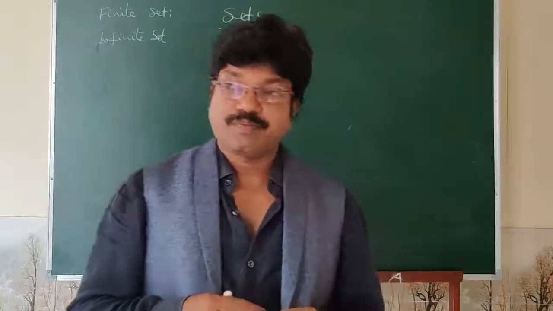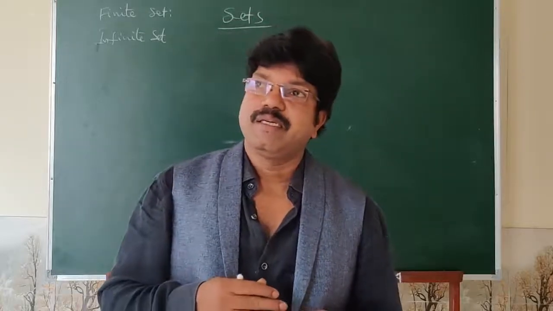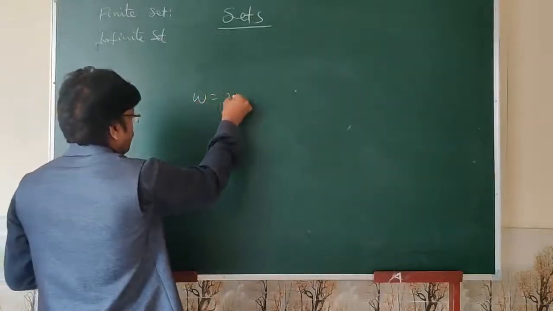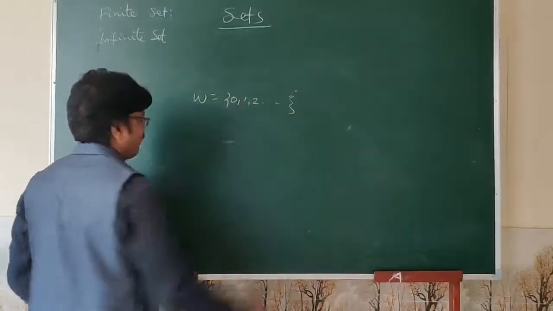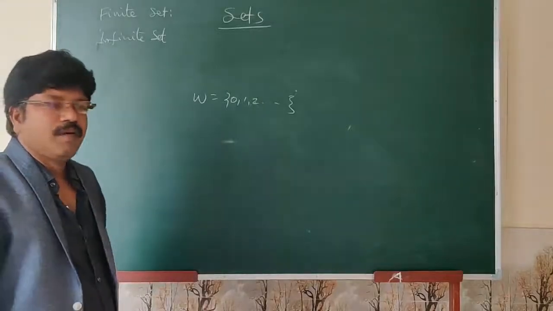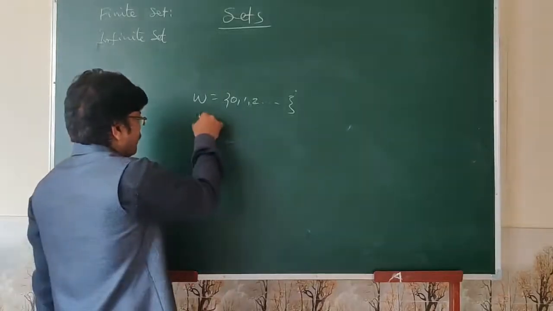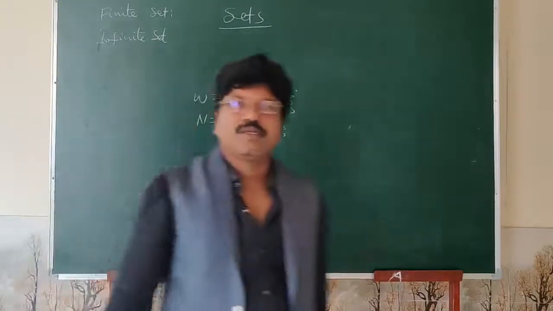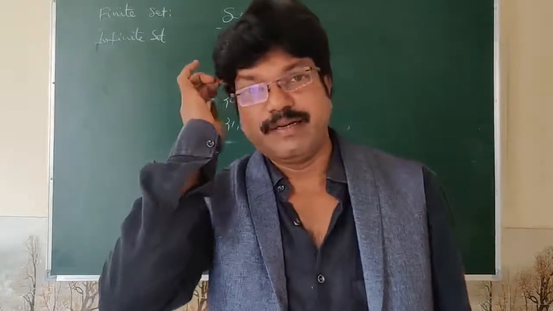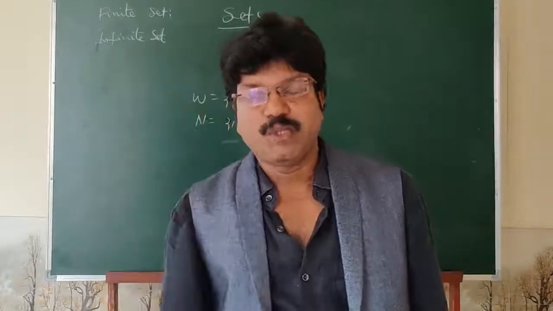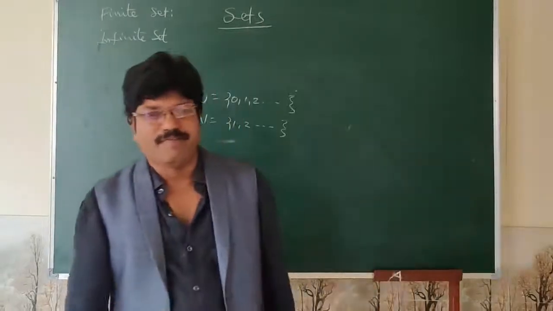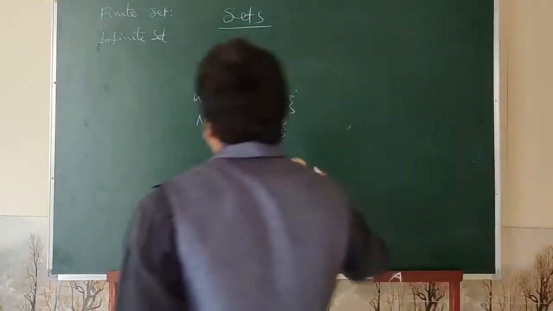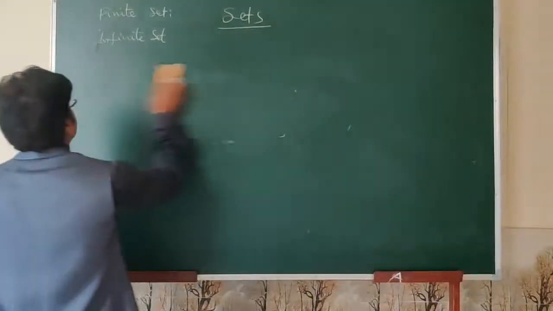A countable infinite set means, for example, the set of whole numbers. The set of whole numbers W equals 0, 1, 2, etc. This is an infinite set. The set of natural numbers 1, 2, 3, etc. is an infinite set. Stars in the sky are an infinite set. So these are infinite sets. Now I am going to explain some topics. These are the big questions.